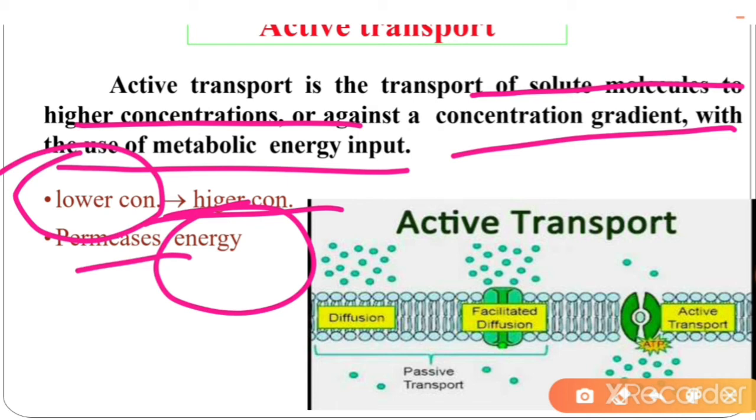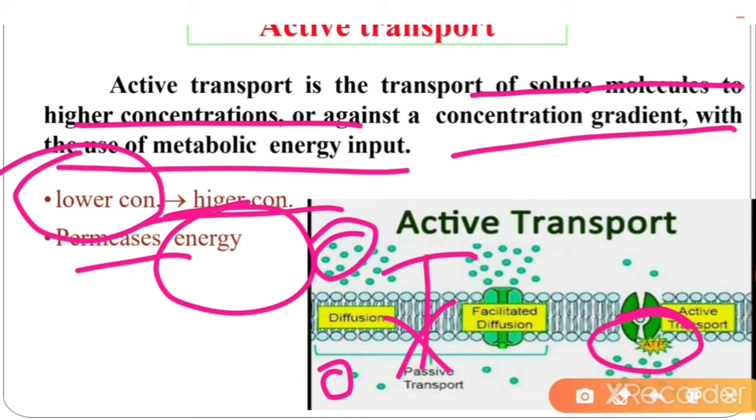We can see this figure, where this is the higher concentration and this is the lower concentration, while these molecules are moving with the help of ATP. Now here in this process, ATP, meaning energy, is used for the transportation of the molecule.